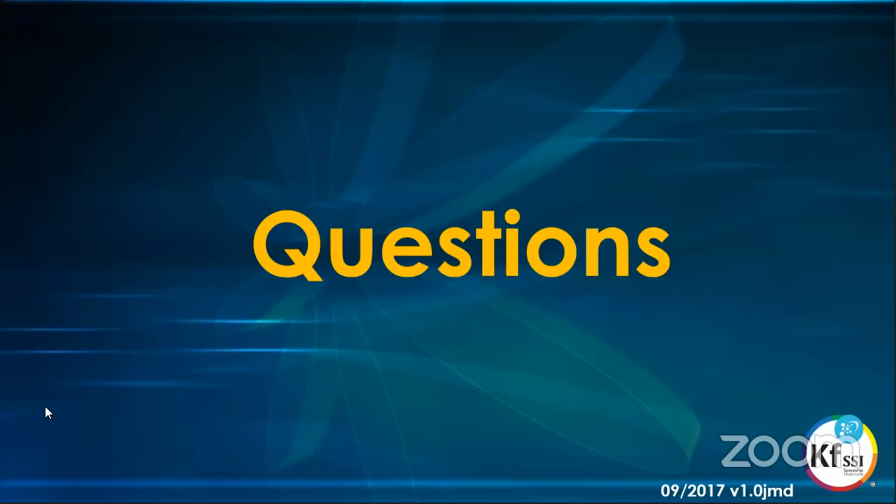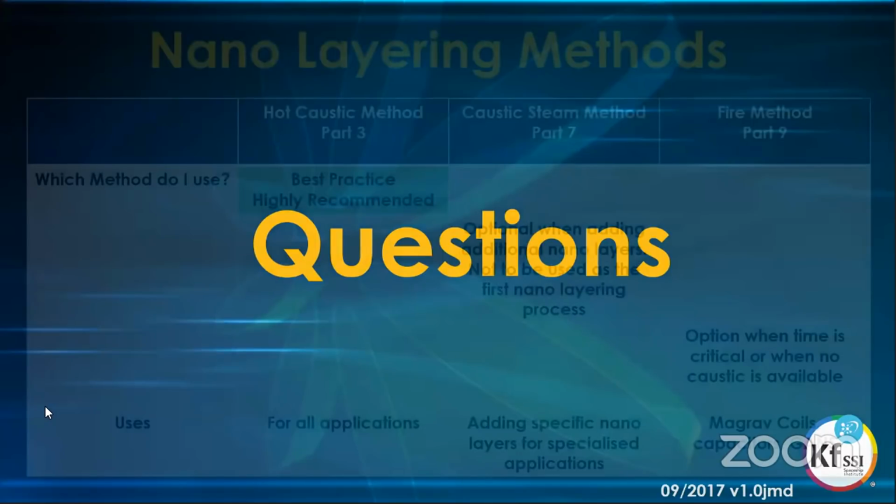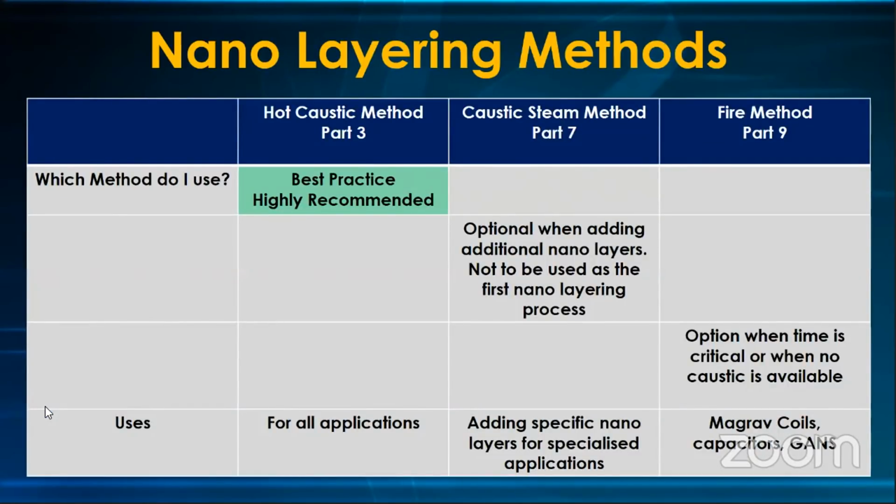Thank you, Flint. Hello, Jim. Yes, fine. You mentioned the hot caustic method is recommended for all applications. And I just want to remind us that Dr. Rodrigo recommended for food GANSes that we use the CO2 for that and not the hot caustic method. I don't know if you want to comment about that or not.